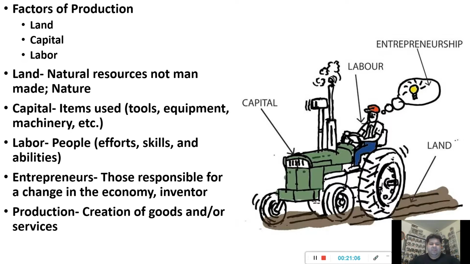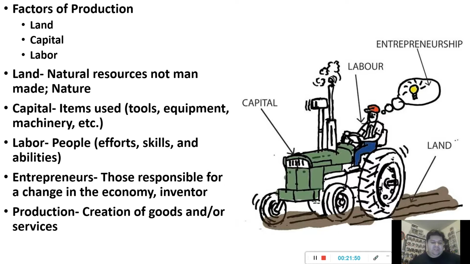The next thing is the entrepreneur. These are the people responsible for change in economics. Typically, they're the ones with the ideas, the inventors. People like Bill Gates, Steve Jobs, and Steve Wozniak were inventors and entrepreneurs. These guys did things with computers, and the computer industry blew up. Just look where it is now: iPhones, tablets, and things like that. It has grown.